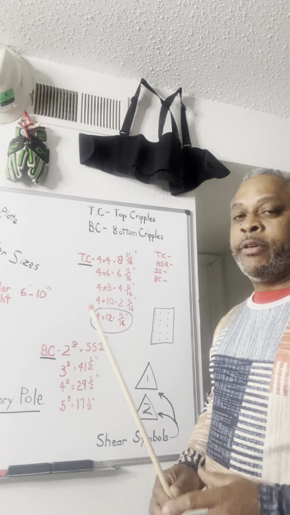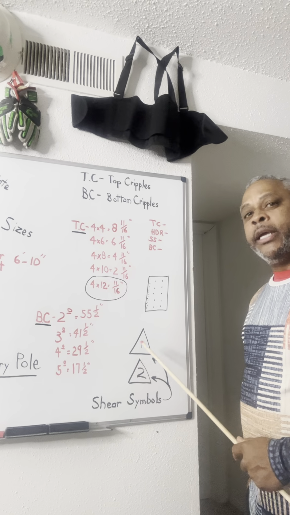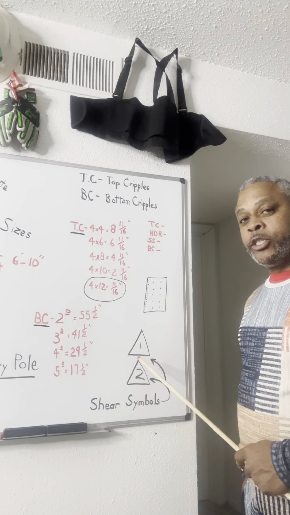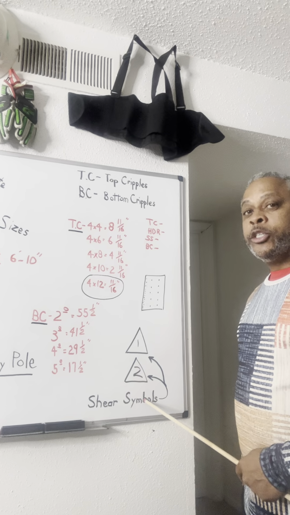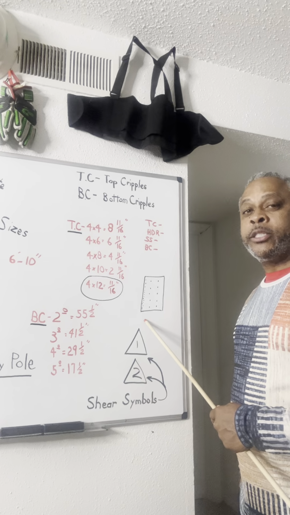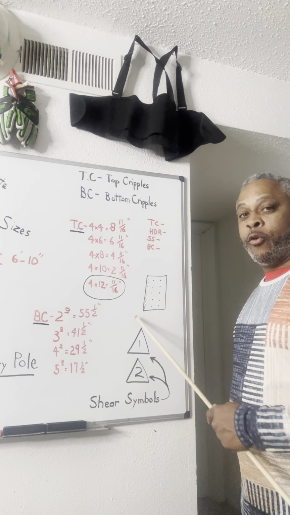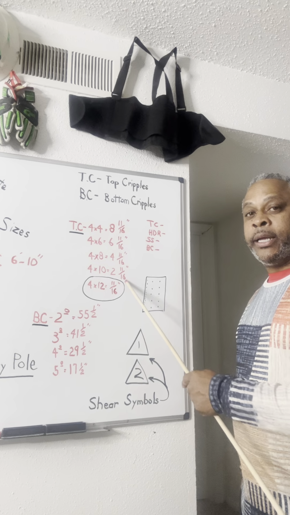Okay, shear panel. There's a symbol for shear panel. It's in a triangular form. It is a triangle that is put on the blueprints. On the S pages, S1, S2, S3, S4, any one of those pages, you will see shear panel. Shear panel is a piece of plywood, 4 foot by 8 foot, 4 foot in width, 8 foot in length.